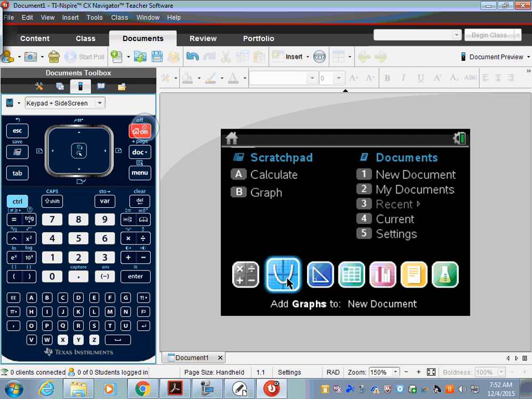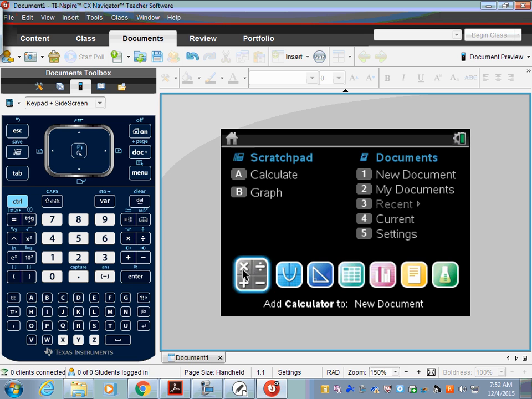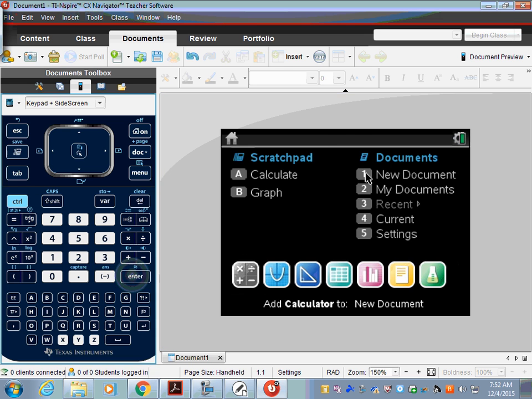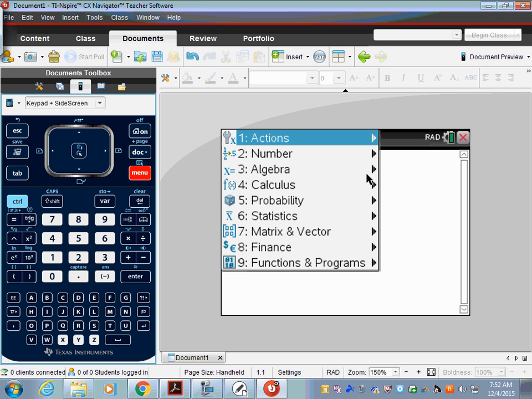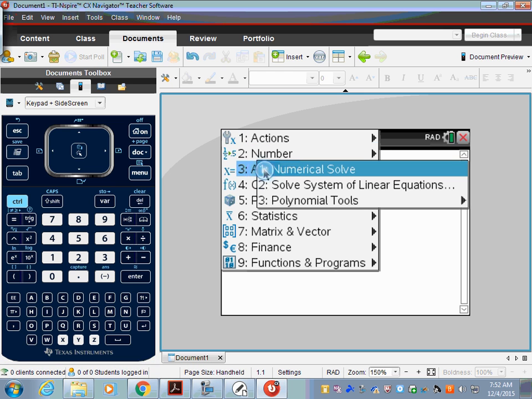Okay, calculations. Or using graph. We're going to add a calculation, a new document. And as soon as we add a new document, go to menu. And we have this function, this action called algebra. Go to algebra. And you'll see numerical solve. Can't use that. But right there, number 2, solve systems of linear equations. The calculator can solve a system of linear equations for you if you know how to enter it in correctly.